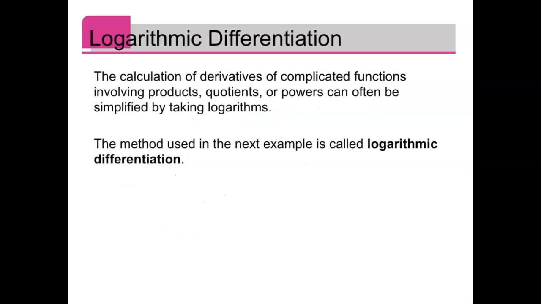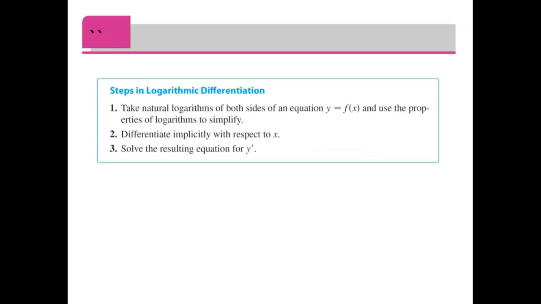All right, and here are the steps. It's called logarithmic differentiation. So the first thing you're going to do is take natural log of both sides of an equation and use properties of logarithms to, it says, simplify. What they really mean is expand. Then we'll differentiate both sides with respect to x. Then we'll solve for y prime.